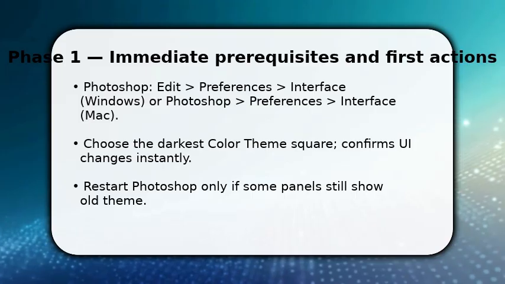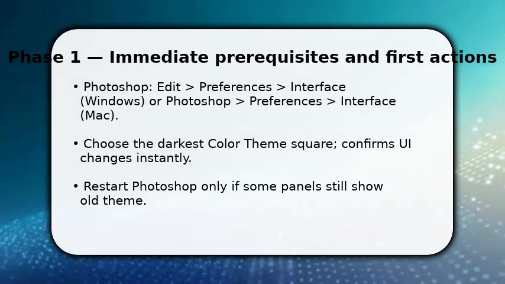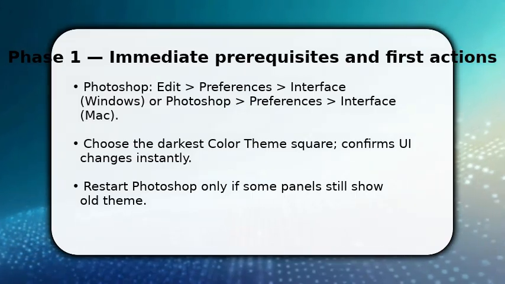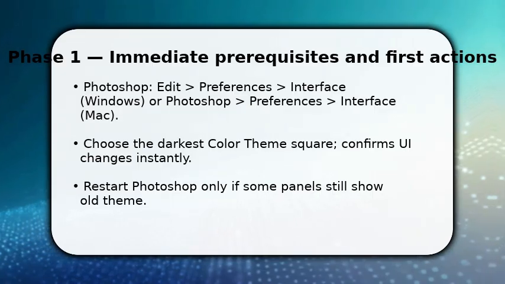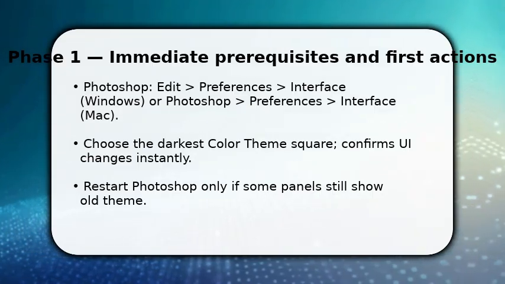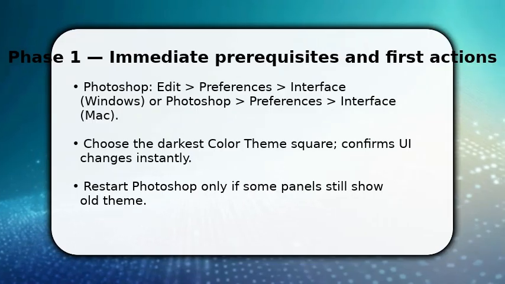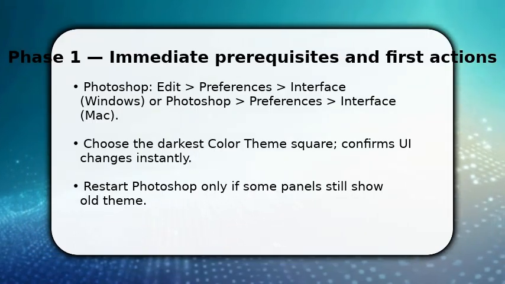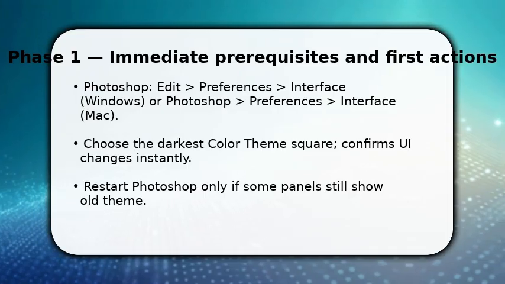You start by opening Preferences and jumping straight to Interface. This is the one control that changes the whole UI. Once there, select the darkest color theme square to switch the chrome to dark. Make sure to apply changes and watch panels update immediately.